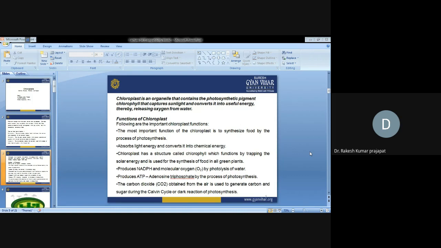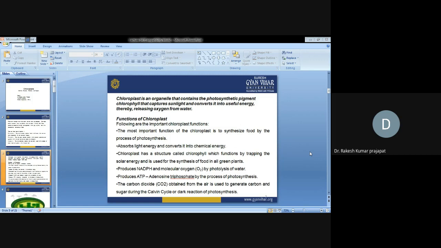Chloroplast is an organelle that contains the photosynthetic pigment chlorophyll, that captures the sunlight and converts it into useful energy, thereby releasing oxygen from the water. So basically the main function of chloroplast is to capture the sunlight, and this light energy is converted into chemical energy by the process of photosynthesis.